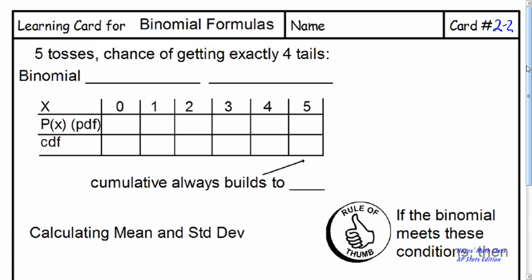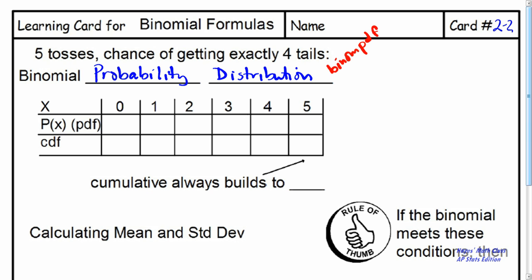So 5 tosses, chance of getting exactly 4 tails. That is called our binomial probability distribution. On your calculator, that's where you do the binomial PDF. Pretty straightforward. So that one, you're figuring out exactly how many 4 tails. That's the formula that you did in the previous learning card.